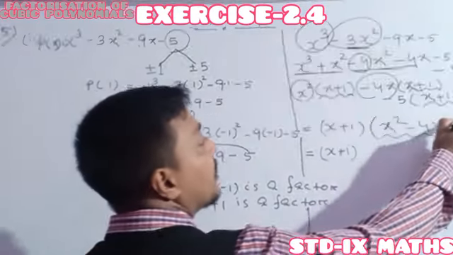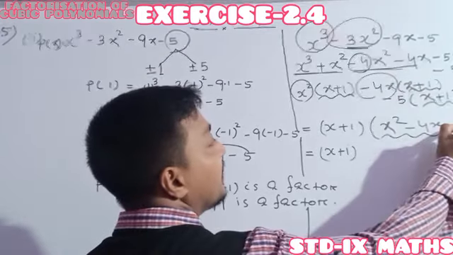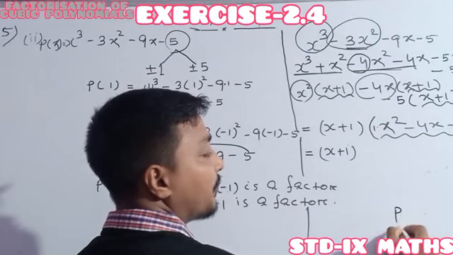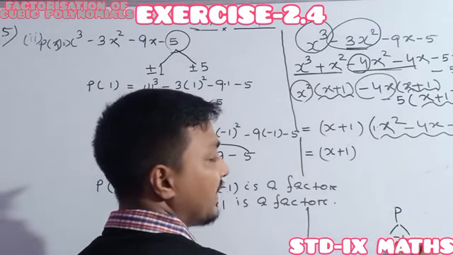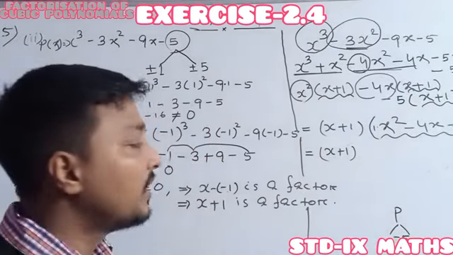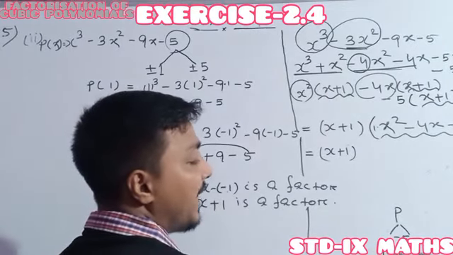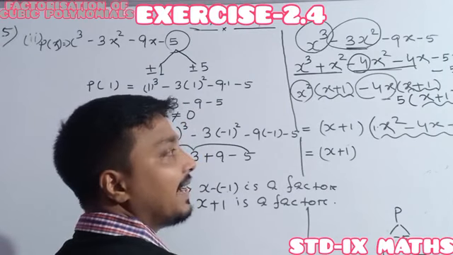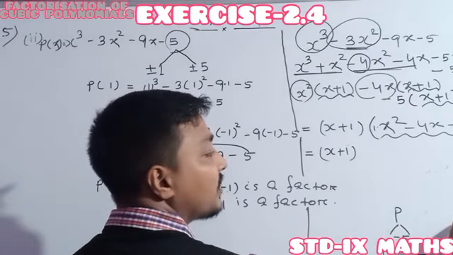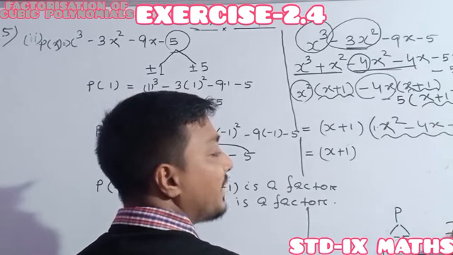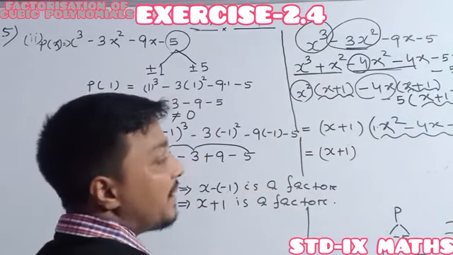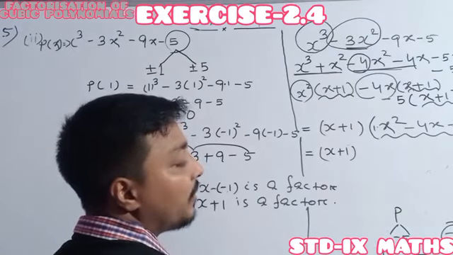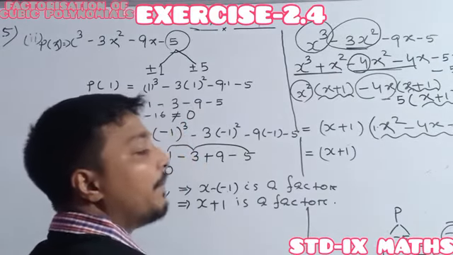See, here the product should be minus 5, and the coefficient of x square is 1. The product is negative, so 100% one is positive and the other is negative. And the sum is minus 4. Since the sum is negative, the greater one has the minus sign.